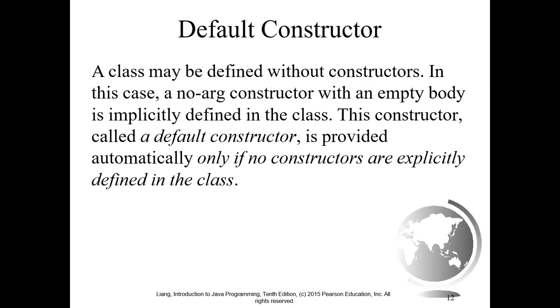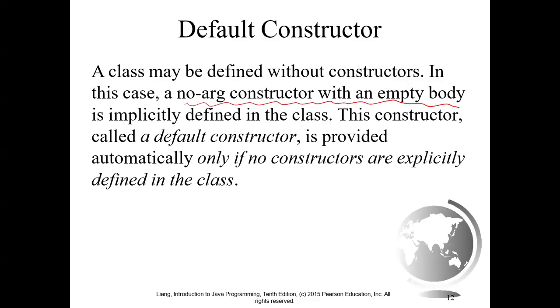Okay, let's recall what a default constructor is. As we saw in the previous slides, a class may be defined without constructors, but in this case, a no-argument constructor with an empty body is implicitly defined in the class. What does it mean? If you forgot to write constructors in your class, the consequence is that the compiler will create a no-argument constructor with an empty body for you. So you don't need to worry that there is no constructor, because there is always a no-argument constructor there.